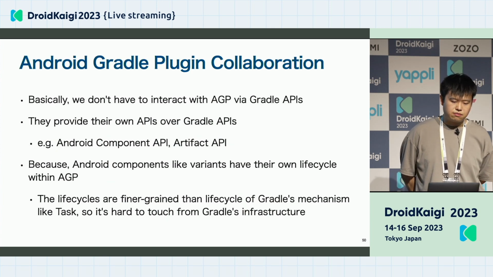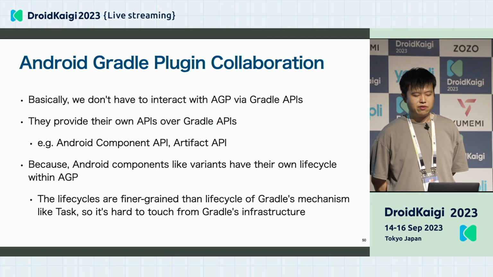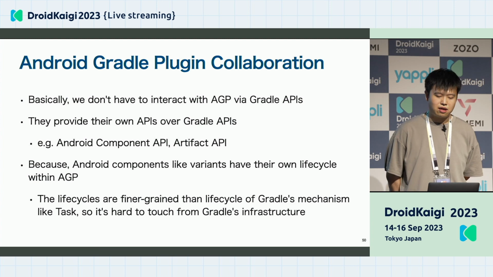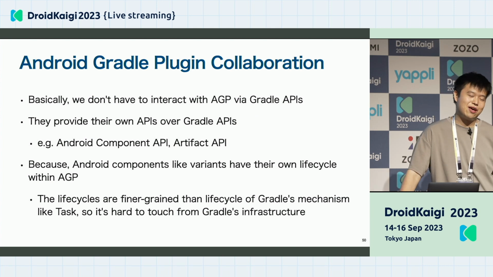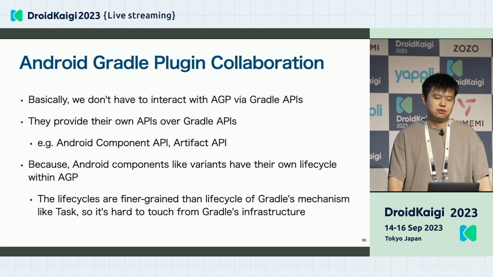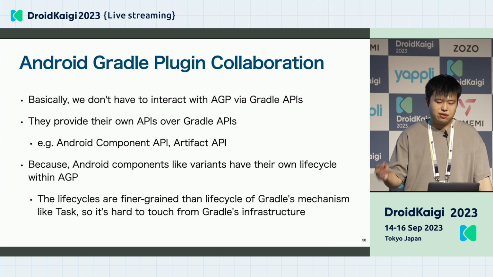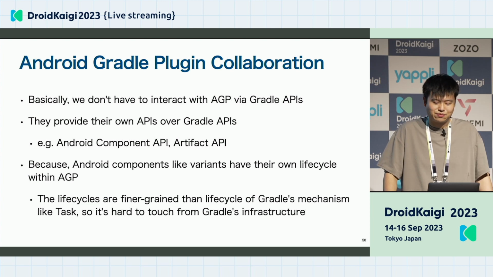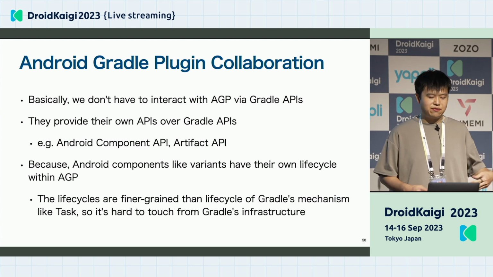This is the last section, on Android Gradle collaboration. You may be thinking about using lazy configuration API when integrating with the Android Gradle plugin. But no, we do not use lazy configuration API directly for the Android Gradle plugin. They provide their own APIs for the configuration over Gradle APIs, because Android components like variants have their own lifecycle. The lifecycles are finer grained than Gradle's API, so it's hard to manipulate from Gradle's infrastructure.